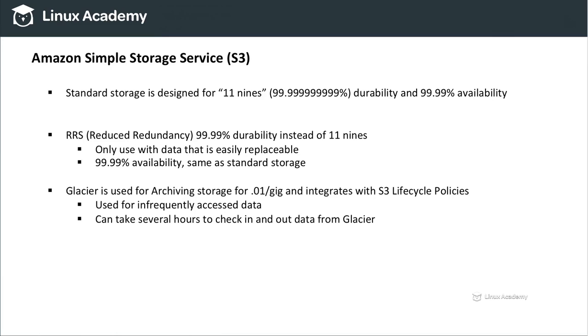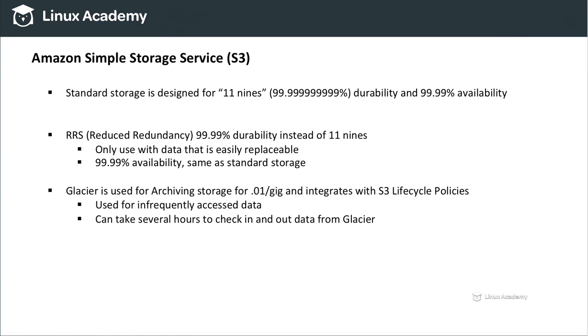So reduced redundancy storage has 99.99% durability instead of 11 nines durability like the standard storage type. Reduced redundancy storage should only be used with data that is easily replaceable or reproducible. It does have 99.99% availability, which means it'll be accessible 99.99% of the time.